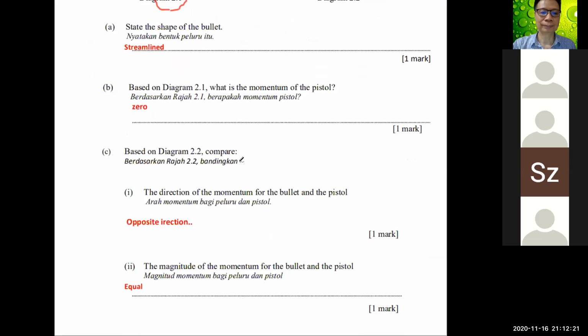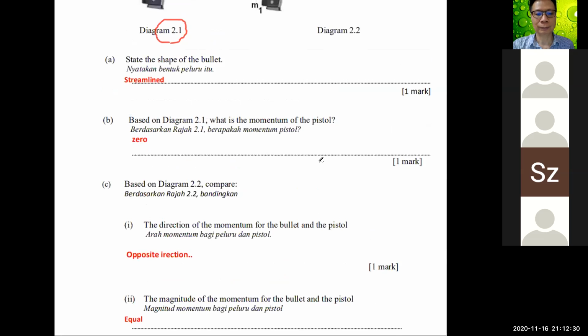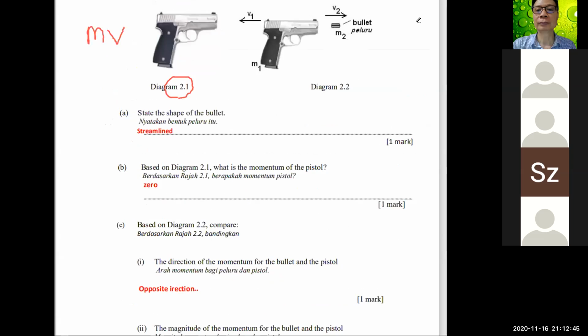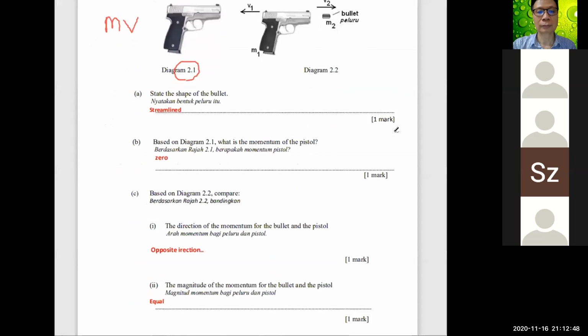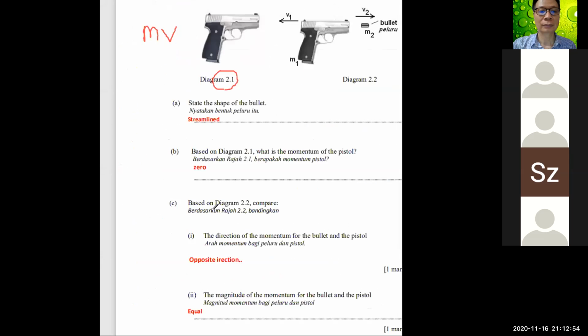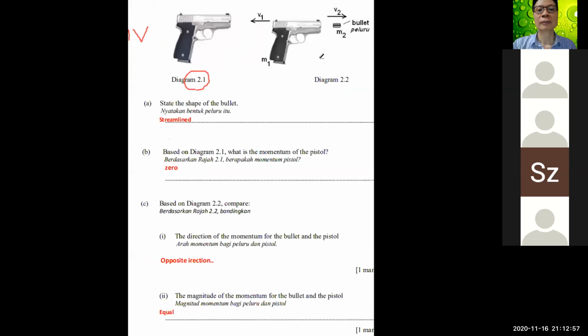Okay, next. The answer is already there. The magnitude of momentum for the bullet and pistol is equal. The momentum going to the right and the momentum going to the left must be equal. You know why they must be equal, right? Everyone know or not? Why must the momentum of the bullet going right and the momentum of the pistol going left be equal?